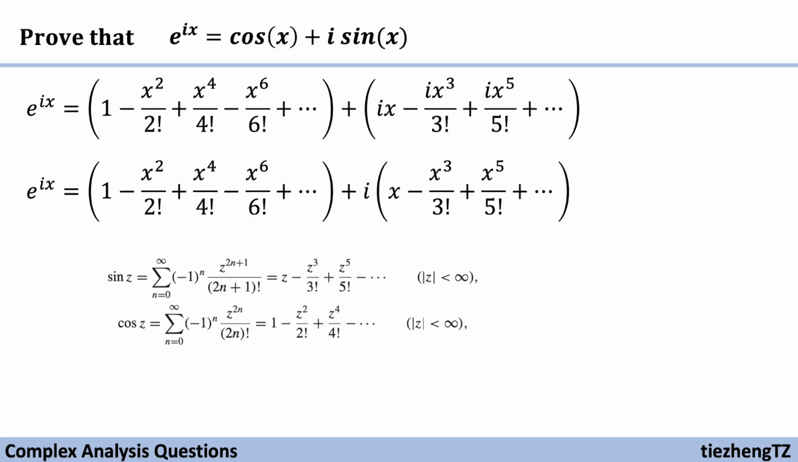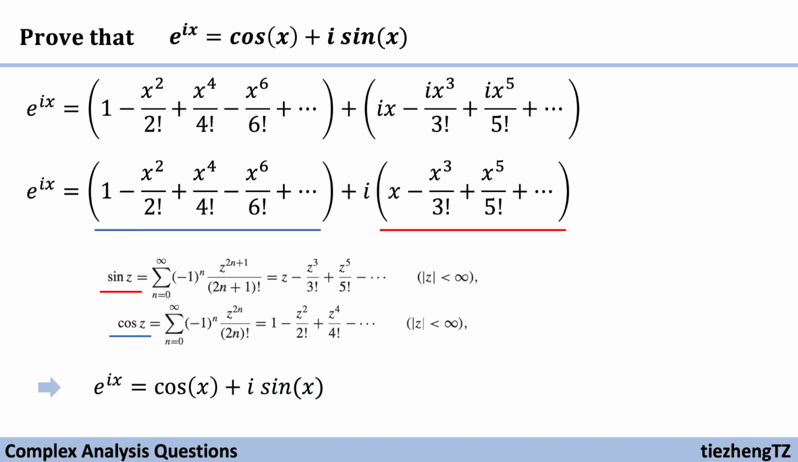So the first part within the parenthesis is cosine x. You can double check to see if they are consistent. And the second part within the parenthesis is sine x. So we just need to substitute. So e to the power of ix now becomes cosine x plus i times sine x, which is exactly the same as the question.